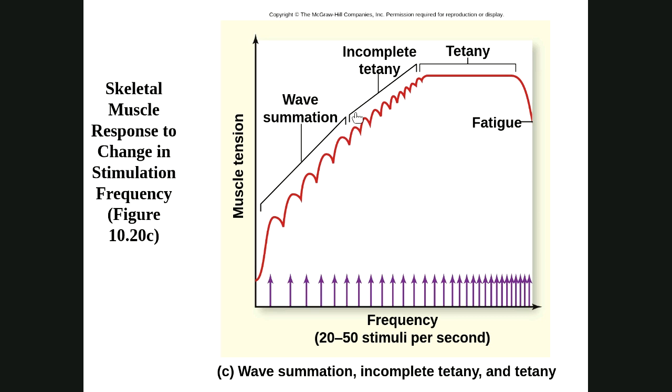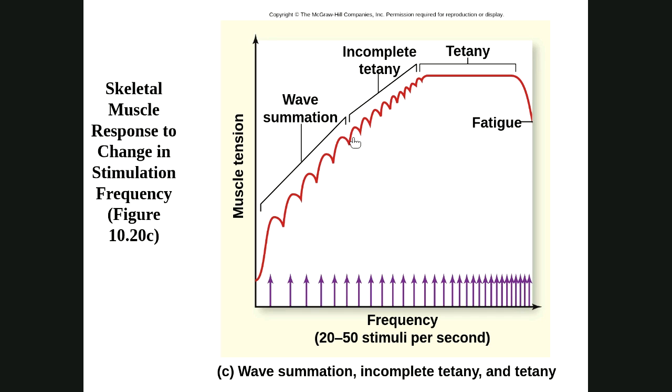Incomplete tetany is usually up here on this same plateau. It's just going up and down, versus complete tetany, right? So incomplete tetany, I want you to understand, is creating maximum tension by stimulating more often, but there are still rapid cycles of contraction and relaxation.